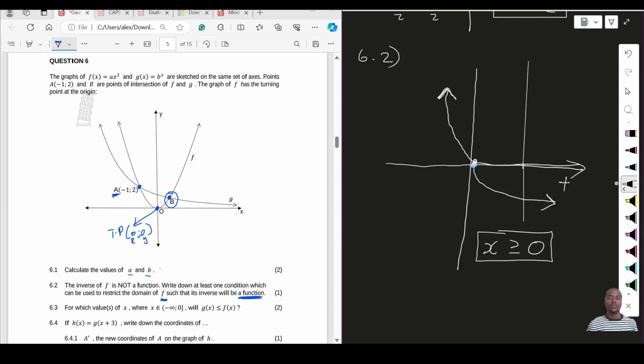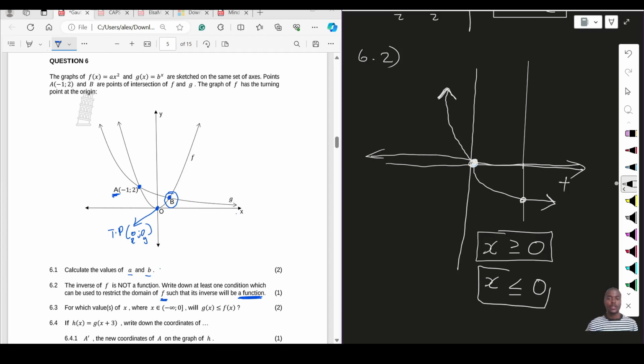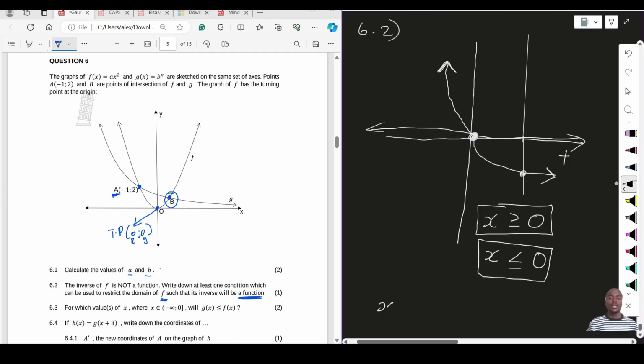So from here going that side, that's your second domain or the second condition. So you must say x less than or equals to 0. That's your other condition. So how do we then answer this question? You must say x greater or equals to 0 or x less or equals to 0. This is how we should answer this question.